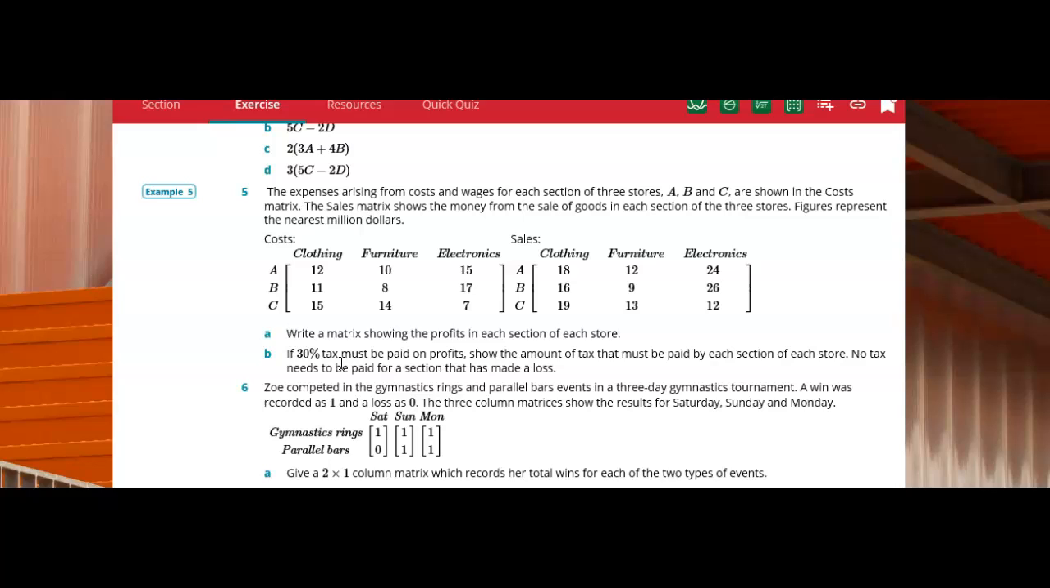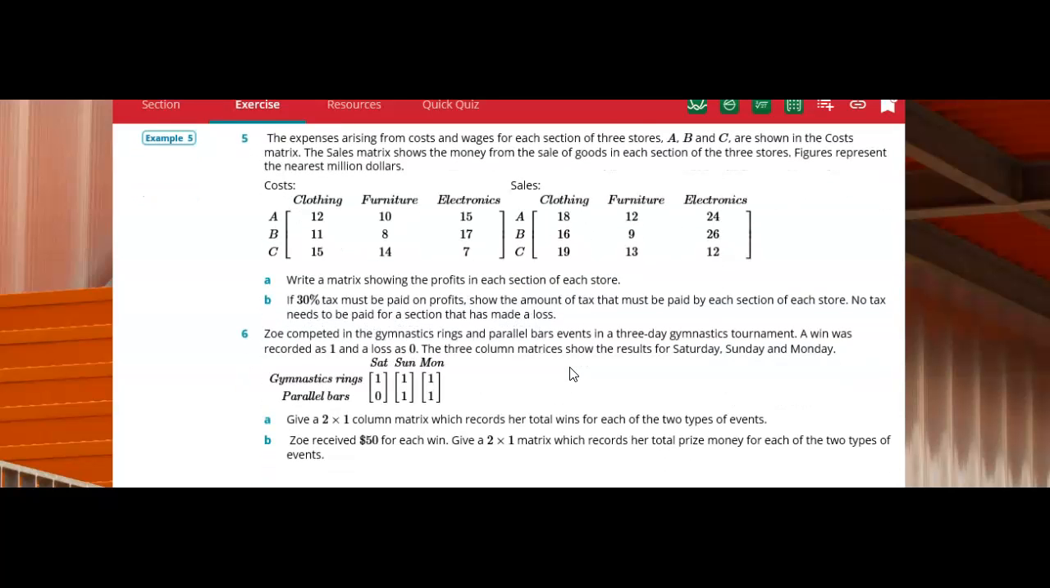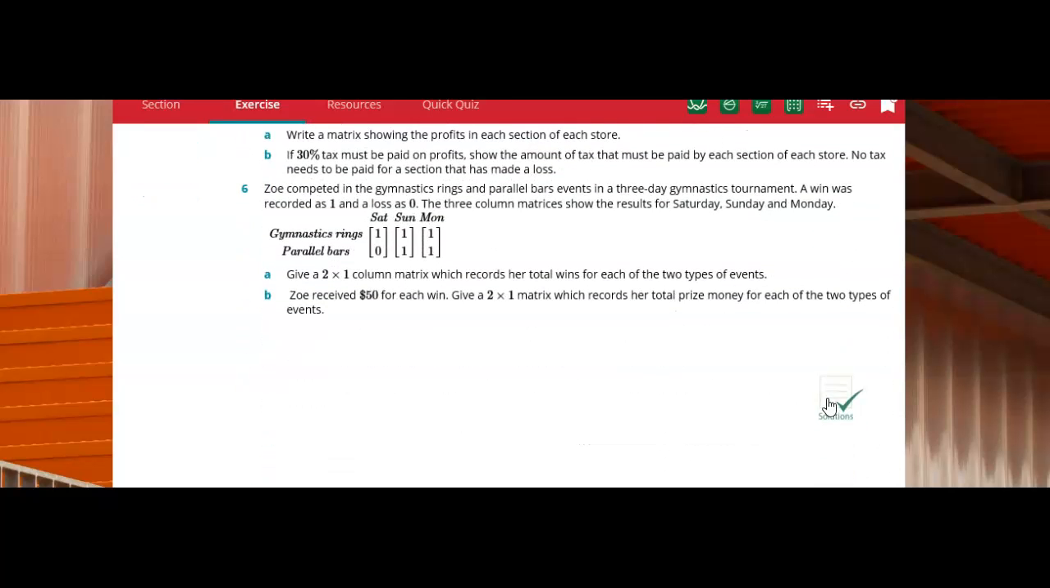Now we've got 30% tax must be paid. So the previous example, it was increasing by 30%. Here, we're just finding out the amount of tax that's paid. So we're just going to find out 30%. So as a decimal, 30% is 0.3. So your scalar is 0.3. Now, girls, if you do have the online resources, just remember the solutions are here as well.